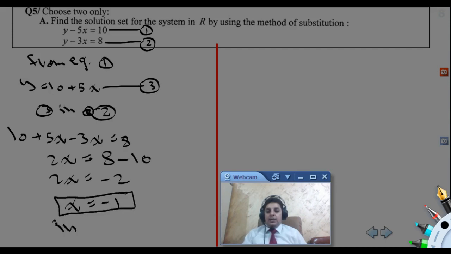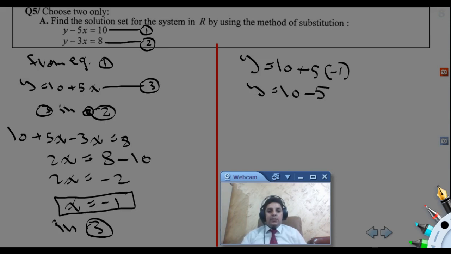Substitute in what? In 3. Then y equals 10 plus 5 times x. What is x? x is negative 1. Replace the value of x. 10 plus 5 times negative 1, positive times negative is negative, 5 times 1 is 5. y equals 10 minus 5, which is 5. That is the value of y.